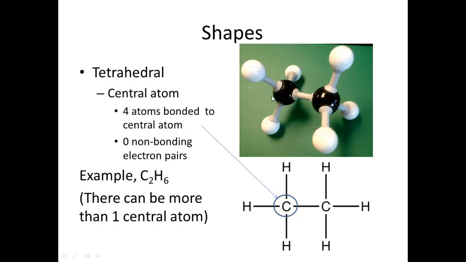The carbons are the black balls right there. You have 2 carbons in the middle, so you can actually have more than 1 central atom. In this case, you have 2. Those are your 2 central atoms. This carbon here is bonded to 1, 2, 3, 4 separate atoms. That's what makes it tetrahedral, and there are no non-bonding electron pairs on that carbon. Ronaldo? Are there always carbon and hydrogen? A lot. You see those a lot because carbon can make 4 bonds.